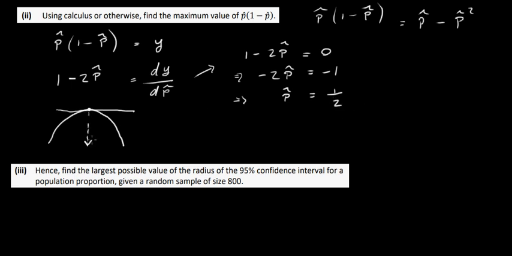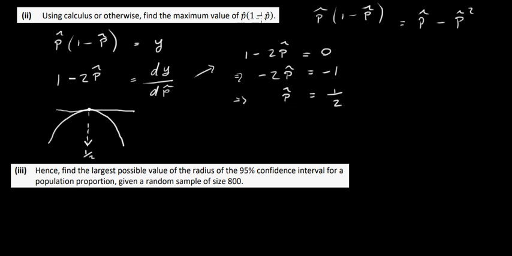In other words, the p hat value on our x-axis will just be a half. So this expression here is maximized when p hat is equal to a half, or our standard error for the population proportion will be maximized when p hat is equal to a half. So that's it. I think that's all we were asked to do: use calculus or otherwise find the maximum value of p hat(1 minus p hat). Okay, well actually we haven't quite gotten there so far. It's maximized when p hat is equal to a half.